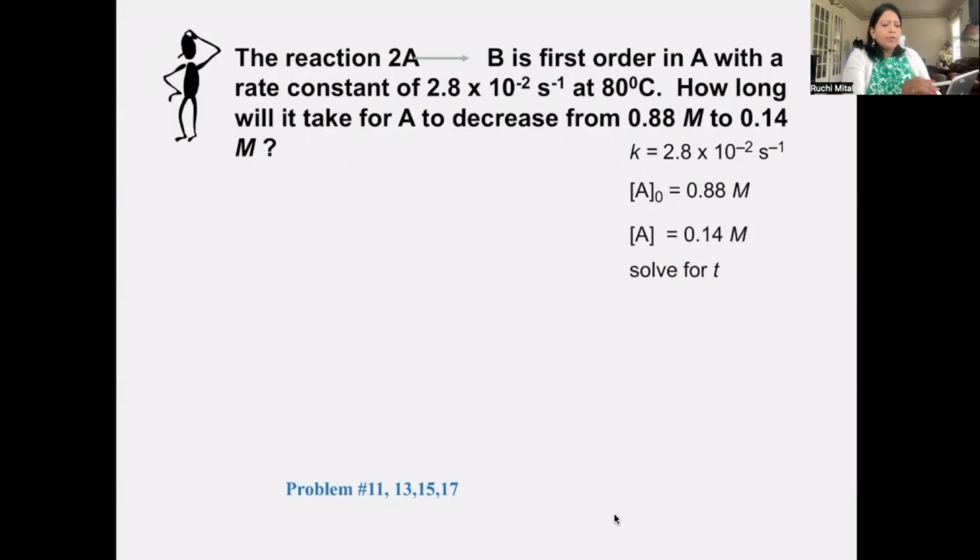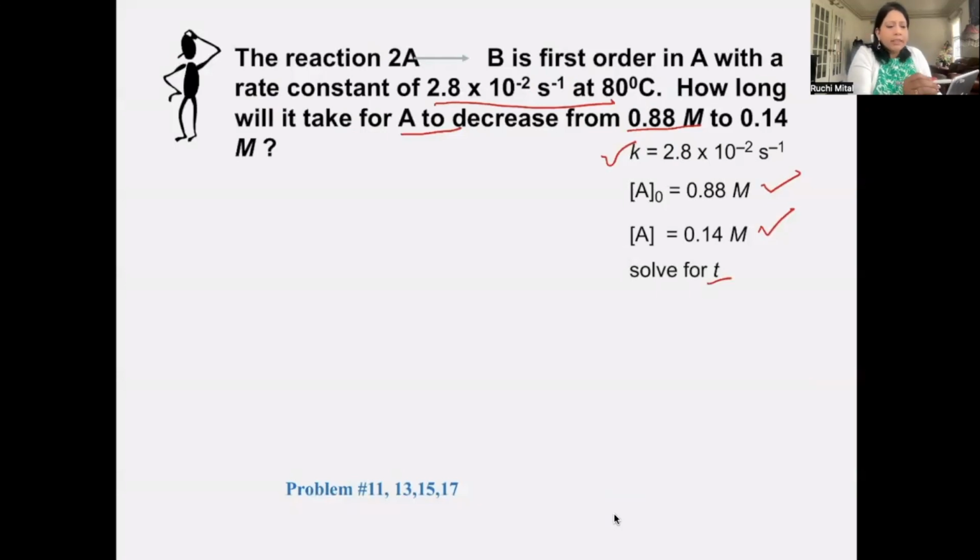So you are given that this reaction is first order in A, and the rate constant value is given to you. How long will it take for A to decrease from 0.8 to 0.14? So they have given you the rate constant, the initial concentration, and a concentration at a certain time, and they're asking you to solve for t.